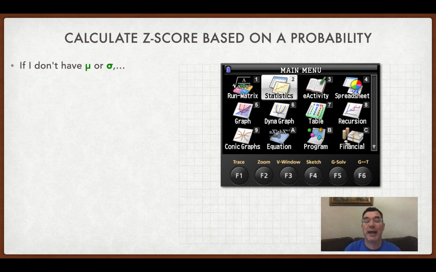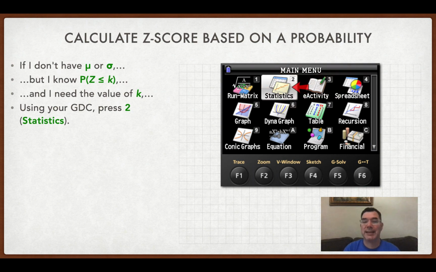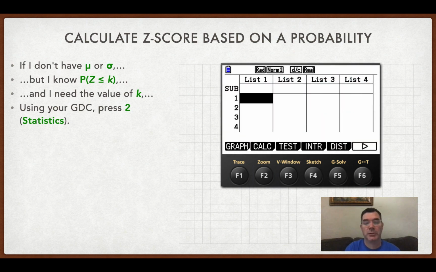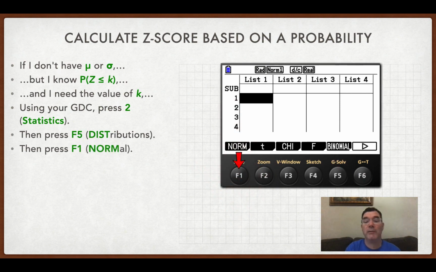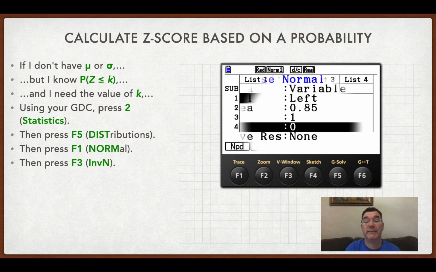Now let's say I don't have mu, or I don't have sigma, or I don't have both. I would have to find a z-score. So I know the probability that z is less than or equal to some value of k, but again, I don't know what k is. Well, I go through the exact same process of going to 2 for statistics, pressing F5 for distributions, pressing F1 for normal, pressing F3 for inverse normal.